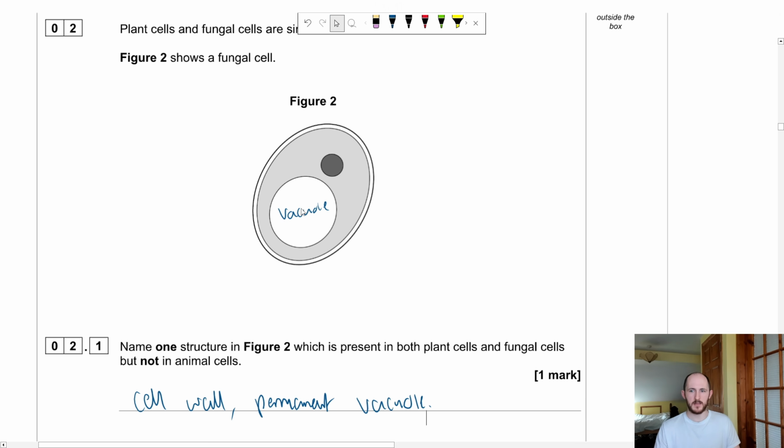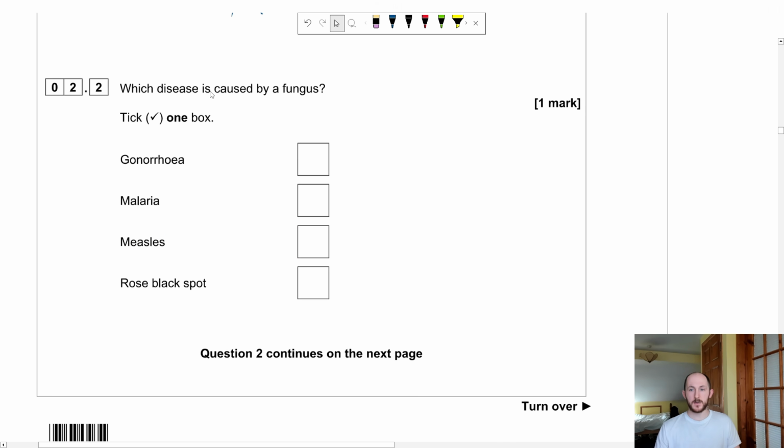Which disease is caused by fungus? This is just a memory game, really. Malaria used to be considered a virus, but now it's called a protist. Measles is a virus. Gonorrhea, STI. Rose black spot is indeed the fungal one. That's just memory. Again, that's a really good place for flashcards.